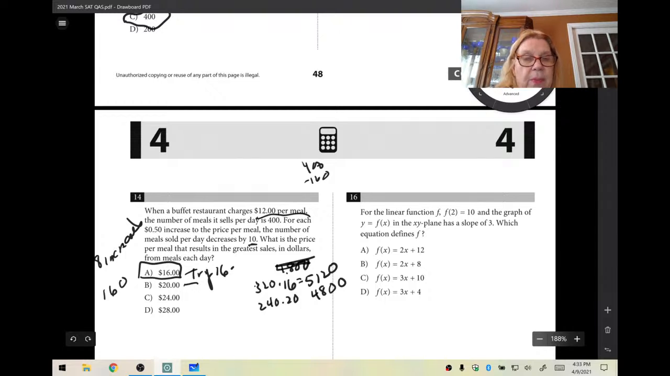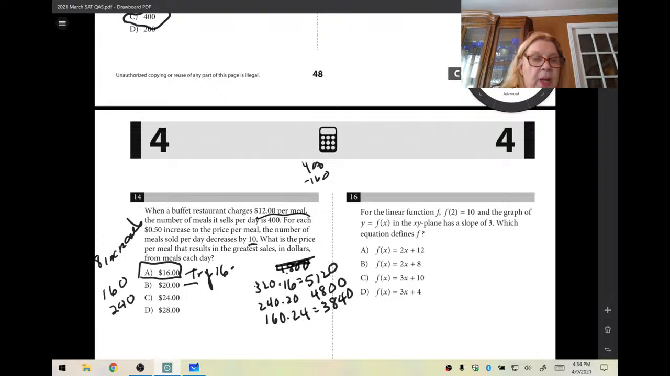Let's just try these two. $24 is 12 more, which means 240 decrease in the number of meals sold, right? Yeah. So that's 160. So that's 160 times 24, which is 3,840. So the restaurant's making less money. $28 is 16 more, which would be 320. So that means we're only selling how many meals?